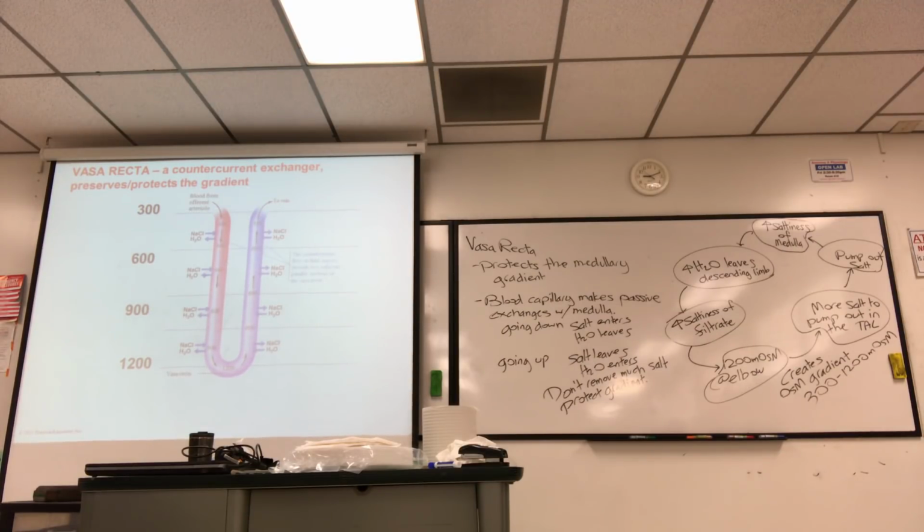Any questions on that? Vasa recta. The loop of Henle and the vasa recta, those structures are together, but we teach them separately. Because I showed you different pictures, I don't want you to think they're in different locations. They're actually together. Let's take a break now.